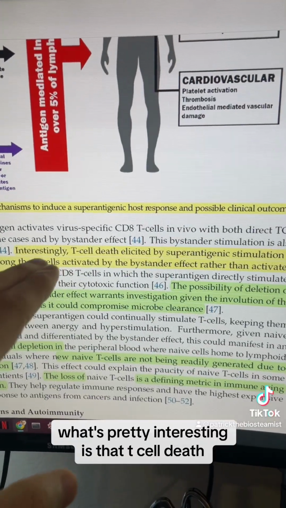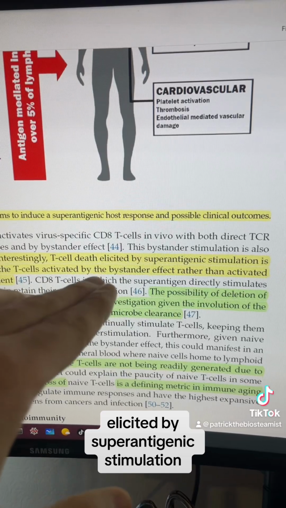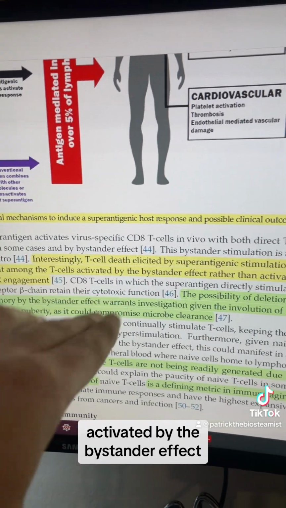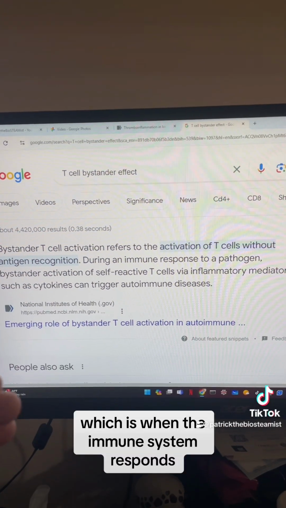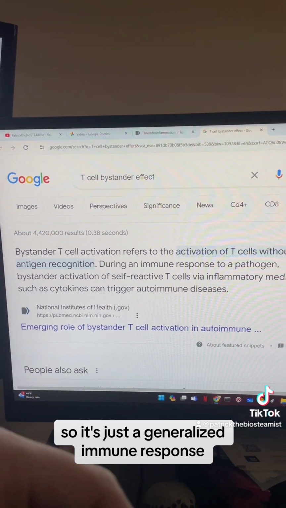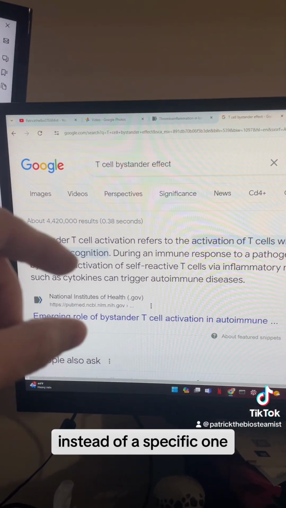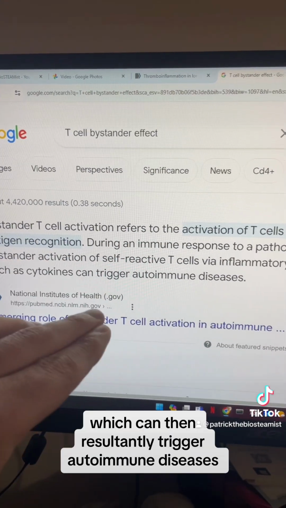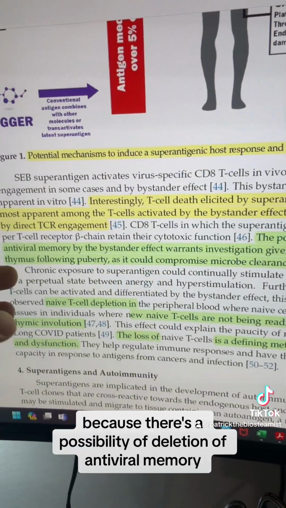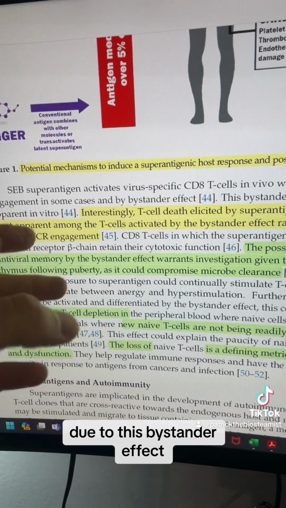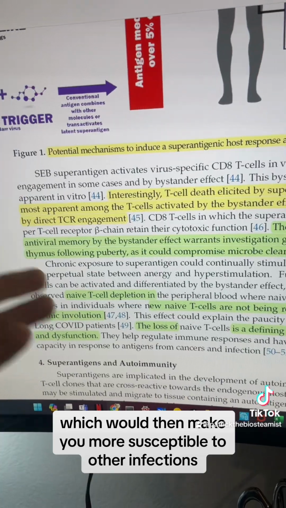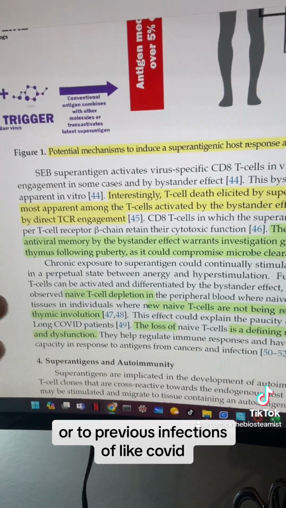What's pretty interesting is that T cell death elicited by superantigenic stimulation is most apparent among T cells activated by the bystander effect, which is when the immune system responds with T cell activation without antigen recognition. So it's just a generalized immune response instead of a specific one, which can then trigger autoimmune diseases, which warrants investigation because there's a possibility of deletion of antiviral memory due to this bystander effect, which would then make you more susceptible to other infections or to previous infections like COVID.